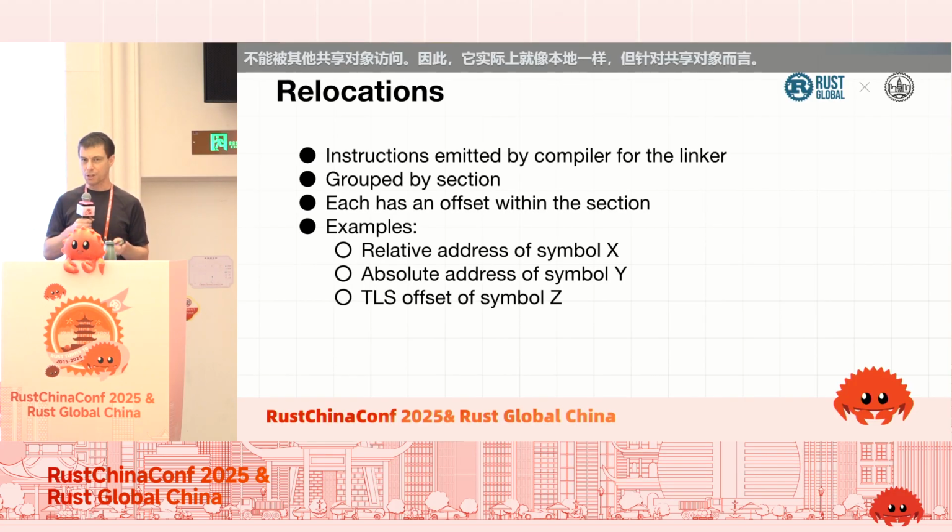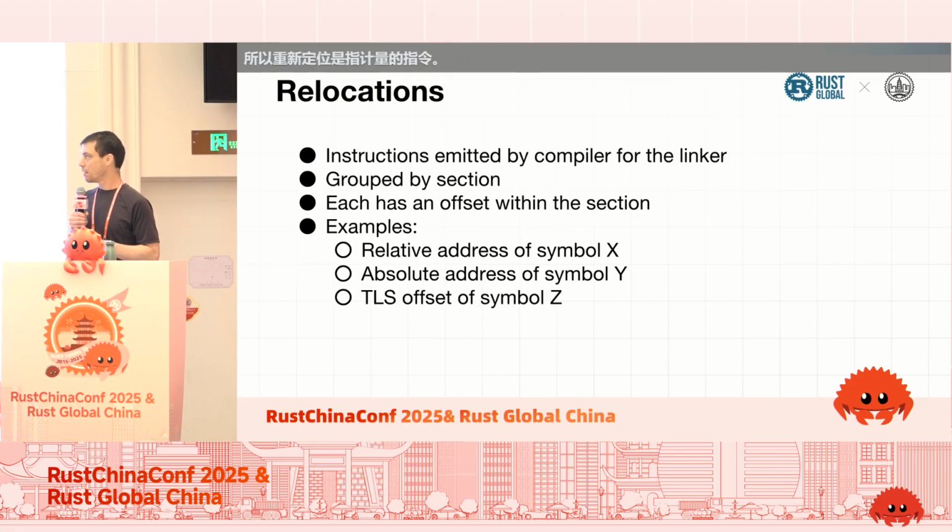So relocations are instructions that are emitted by the compiler for the linker. They're grouped by section, so each section will have a table of relocations for that section. You can think of a section as a bit like a template, and the relocations are placeholders that the linker needs to fill in. As the linker copies the section into the output file, it fills in those relocations. These relocations are similar to the dynamic relocations we looked at before, except these ones are emitted by the compiler and processed by the linker.